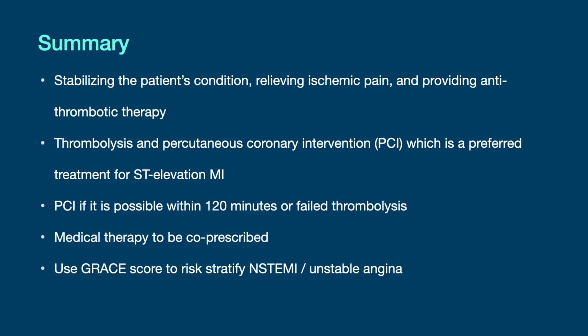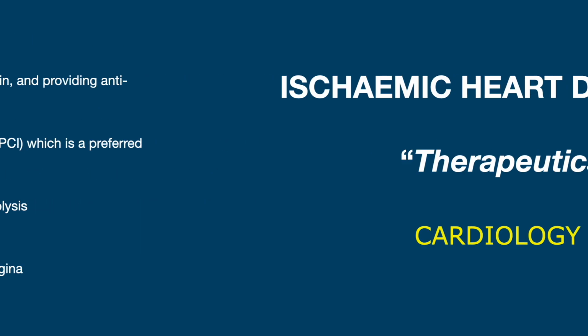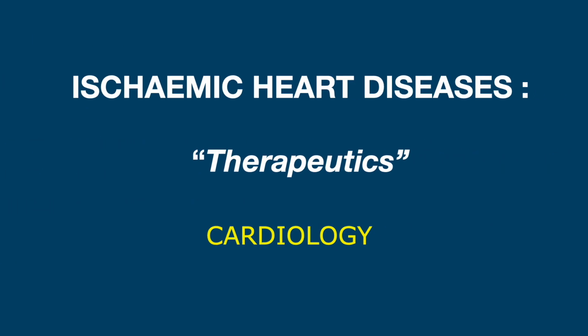Let's summarize. Initial therapy focuses on stabilizing the patient's condition, relieving ischemic pain, and providing antithrombotic therapy. Additional therapeutic measures that may be indicated include thrombolysis and percutaneous coronary intervention, which is a preferred treatment for ST elevation MI. And if you are encountering high-risk non-STEMI or unstable angina, you want to risk stratify the patient using the GRACE score to determine if they need immediate PCI or conservative measures in the meantime. We have come to the end of this topic. Thank you.